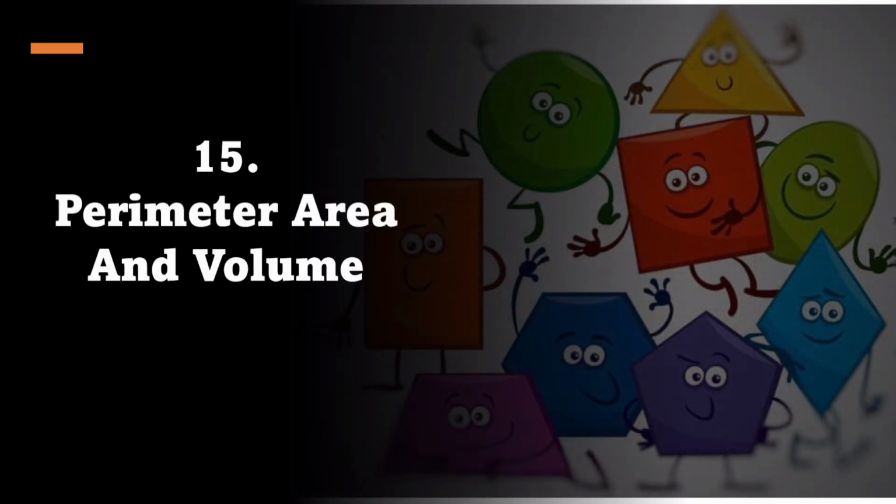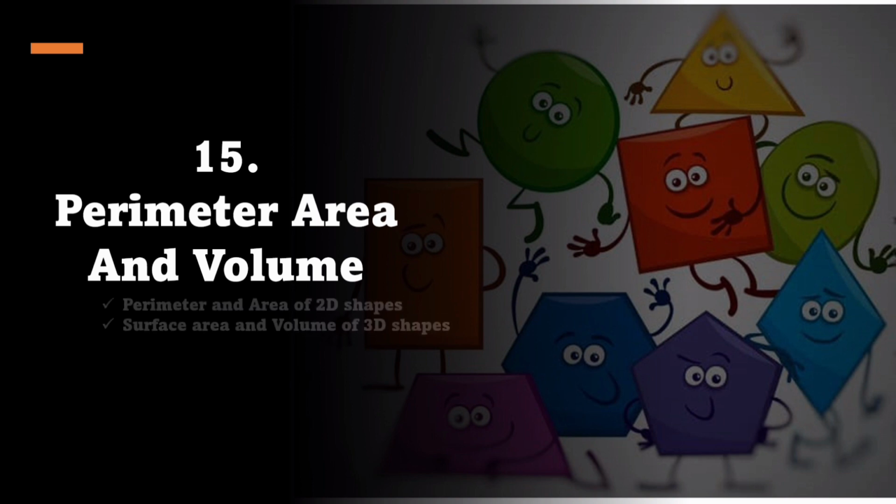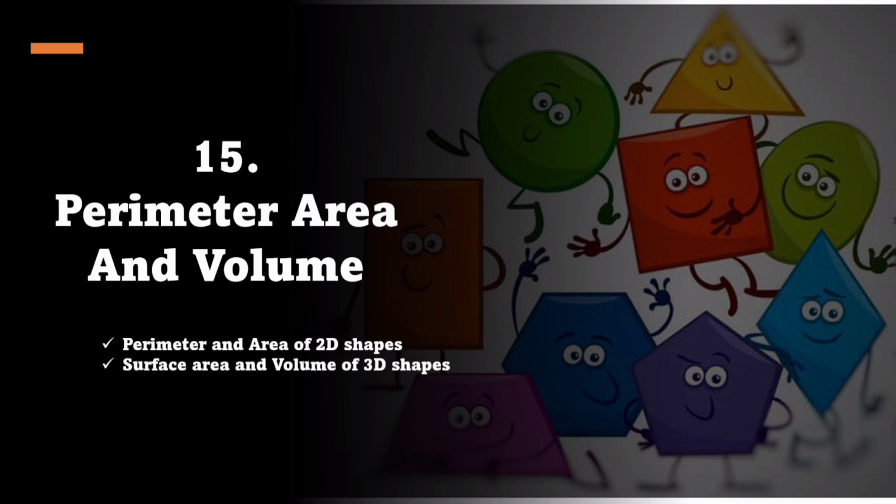And the next one is perimeter, area and volume. In maths we have different figures. They are like square, rectangle, diamond and all. They are 2D figures, and 3D figures are like cube, cuboid, like that. Okay, and in this chapter we will learn how to find perimeter and area and also surface area and volume of all the mathematical shapes.